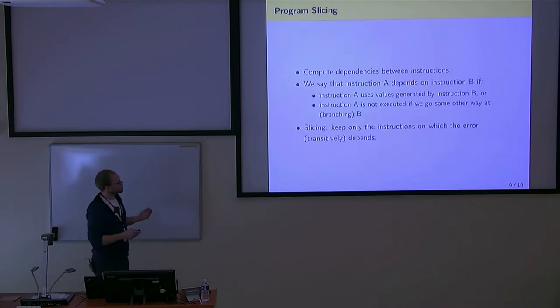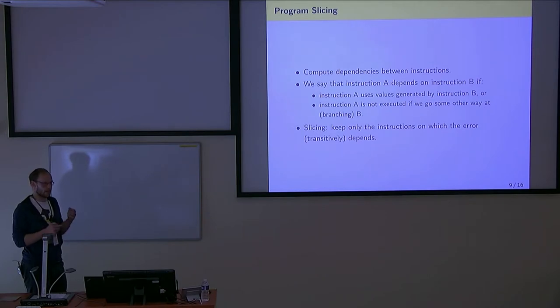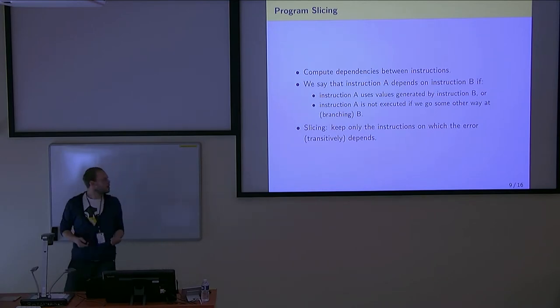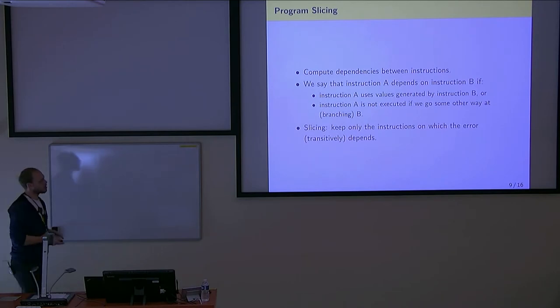How do we do that? Well, we need to compute dependencies between instructions, where instruction A depends on instruction B if A consumes some values that B generates, or when B controls the execution of instruction A. And once we compute the dependencies between instructions, we can slice the program, which means basically that we keep only the instructions that can somehow influence the values at the error location and the reachability of the error location.